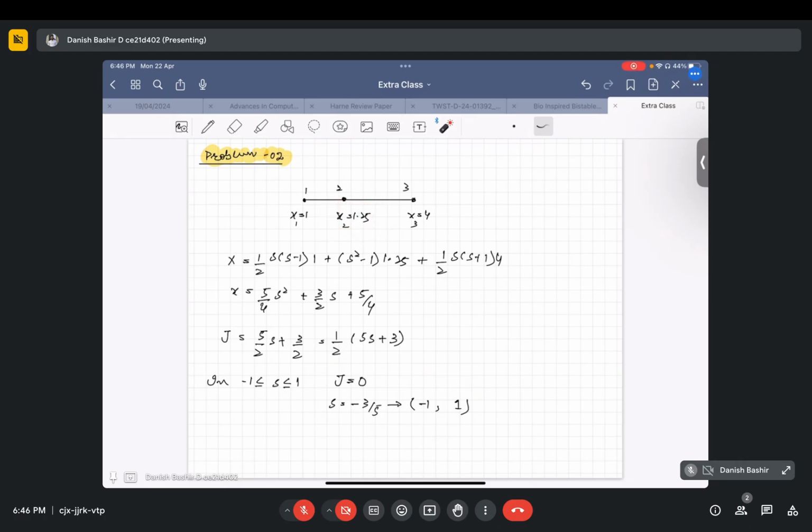In fact, J is negative for s between minus 1 and minus 3 by 5, and J is positive beyond that. It can be seen from the figure. So this mapping is not valid.